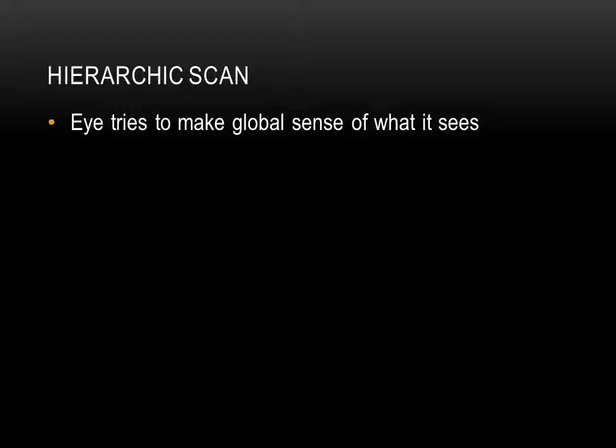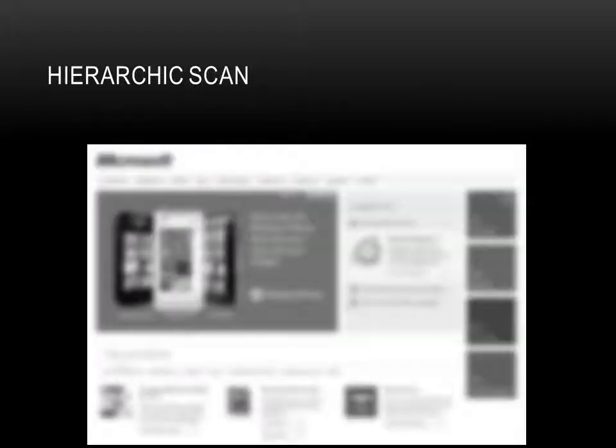Okay, the hierarchic scan. What the hierarchic scan says is, I know this is not text, so I'm not going to really read it. What I'm going to try to do is make global sense out of it. There's a group of things over here, a group of things over here, a group of things over there. Okay, that's my hierarchic scan. So let's look at it.